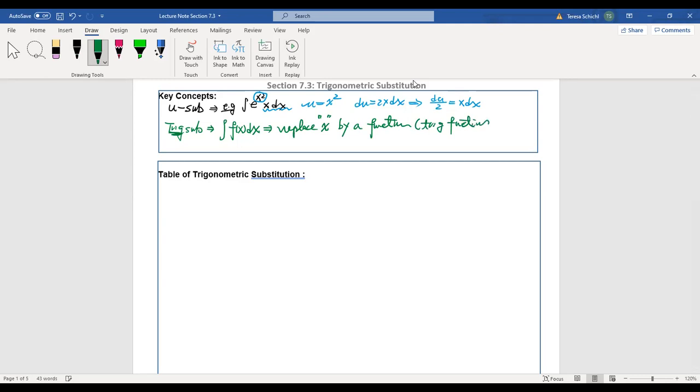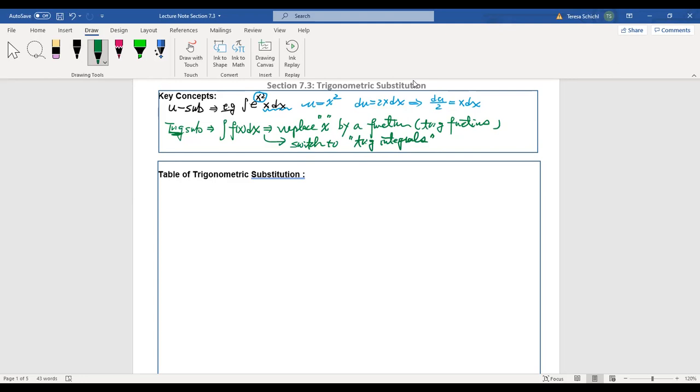The purpose here is that after you replace x by a trig function, you switch this integration to what? To the trig integrals. Then we'll be able to use the techniques we talked about in our previous lecture. How do we do the trig integrations, right?